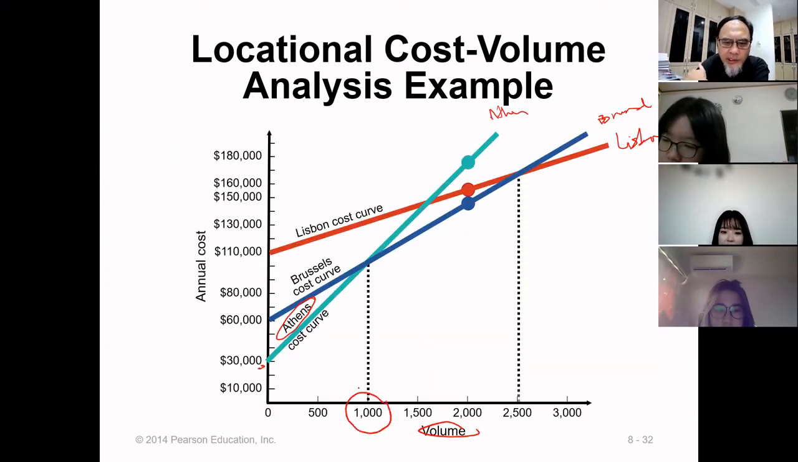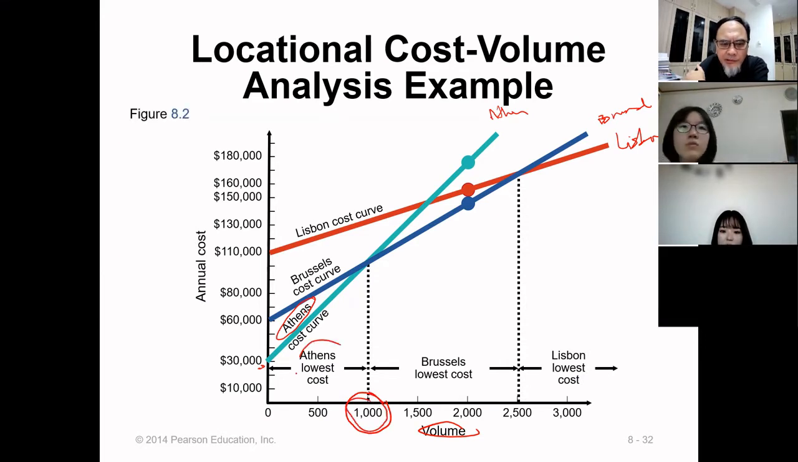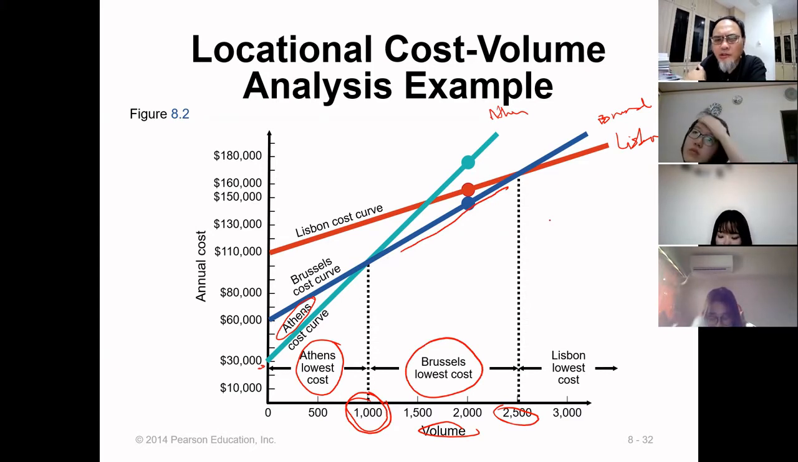So 1,000 is the break even between Athens and Brussels, meaning that below 1,000, Athens is cheaper. Athens is the lowest cost when the volume is between 1 and 1,000. But of course at 1,000 both are equal. More than 1,000 to 2,500, Brussels is cheaper. So Brussels is the lowest cost. Beyond 2,500, Lisbon is the cheapest.